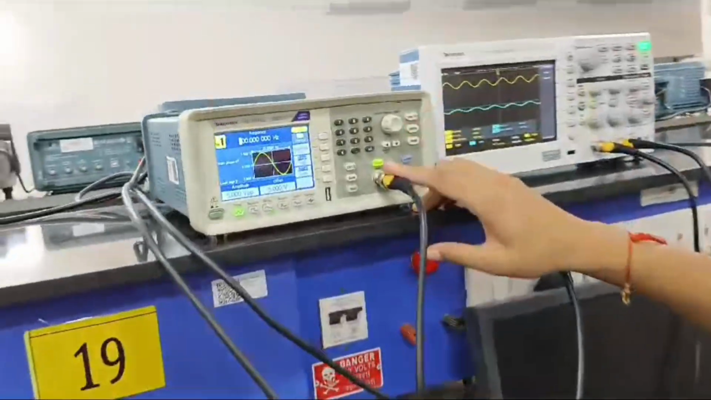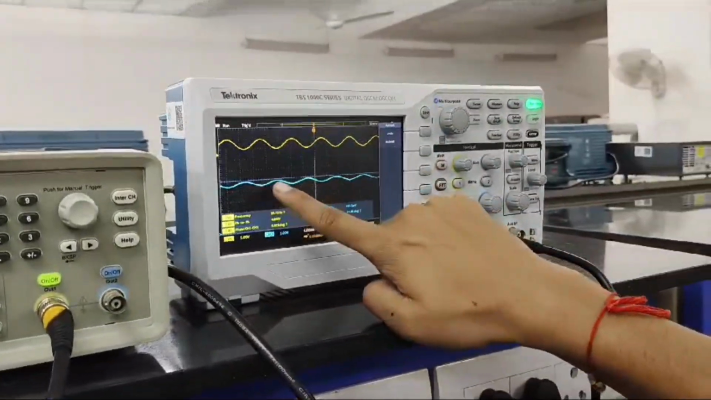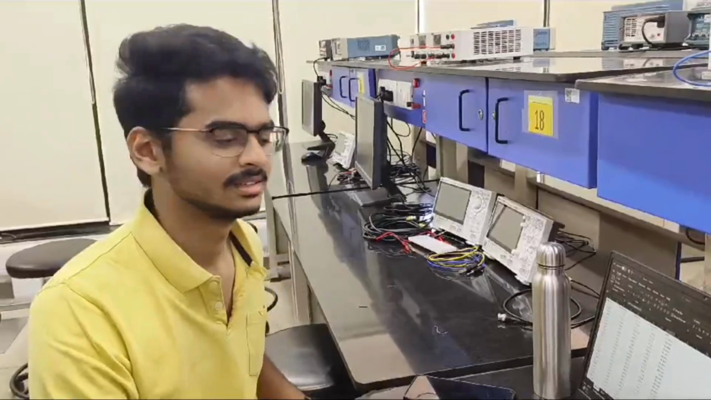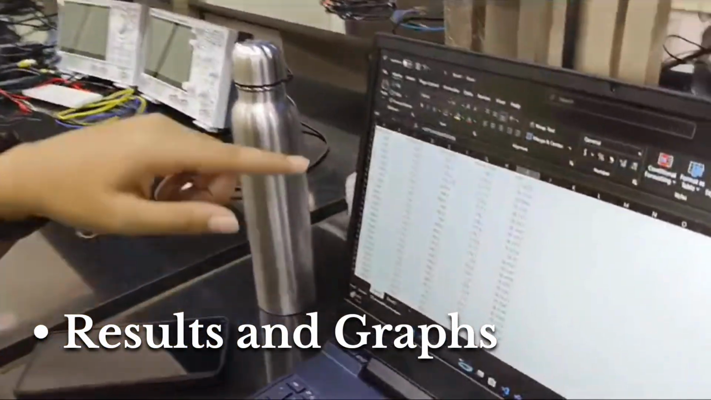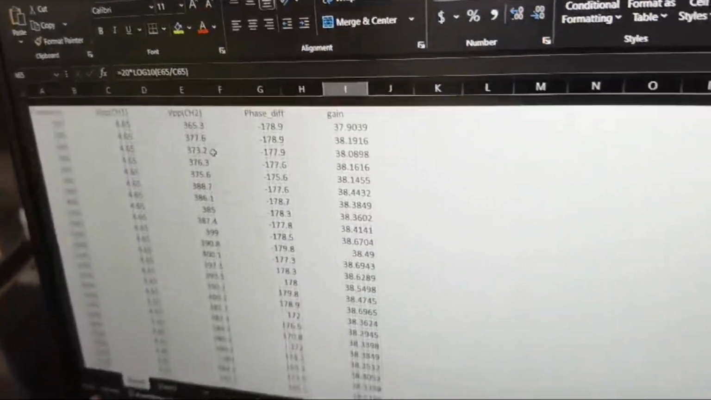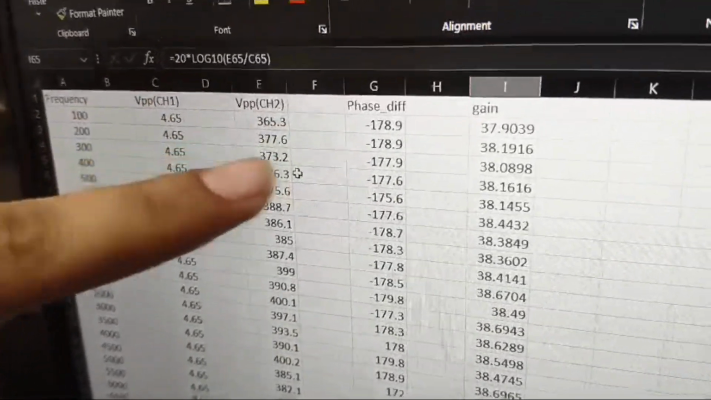According to the signal we are given from this function generator, we are getting the output here in the blue color and the input here, you can see it clear. We took the readings from 100 Hertz to 1 megahertz, and we took peak to peak input values, peak to peak output values, phase difference, and we calculated the gain.